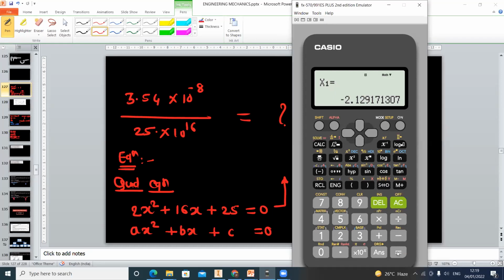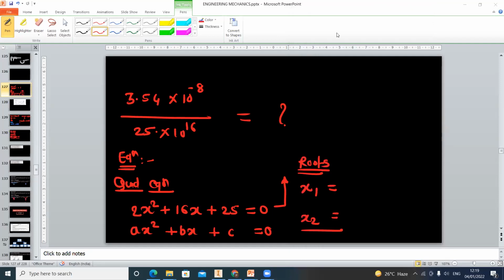For the second, again press equal to, and you will get the second answer, which is minus 5.87. So this is your first root and this is your second root. This is how you can solve the quadratic equation. Similarly, you can solve the cubic equation if you want to find the roots of the cubic equation.